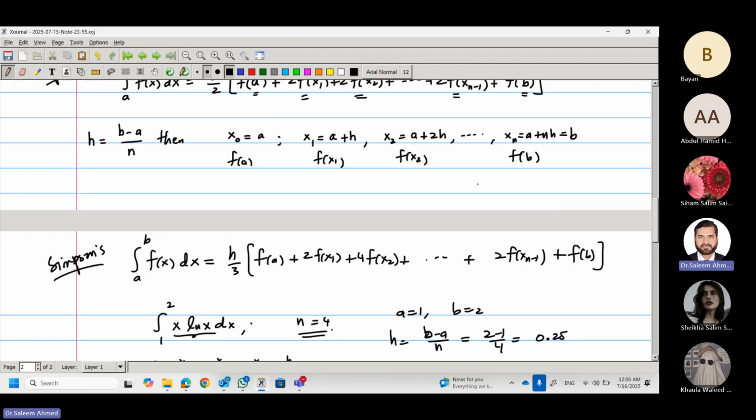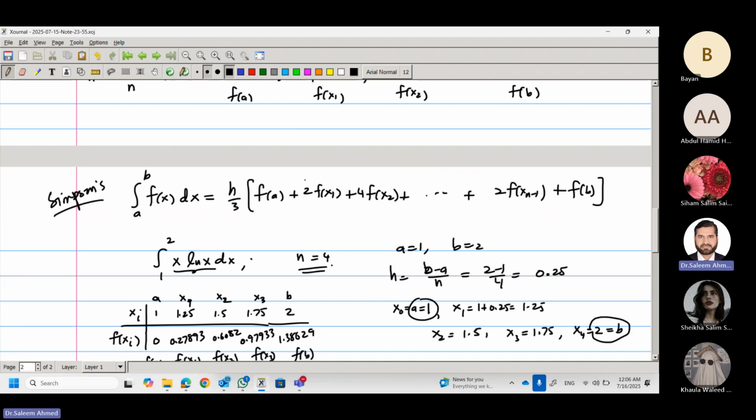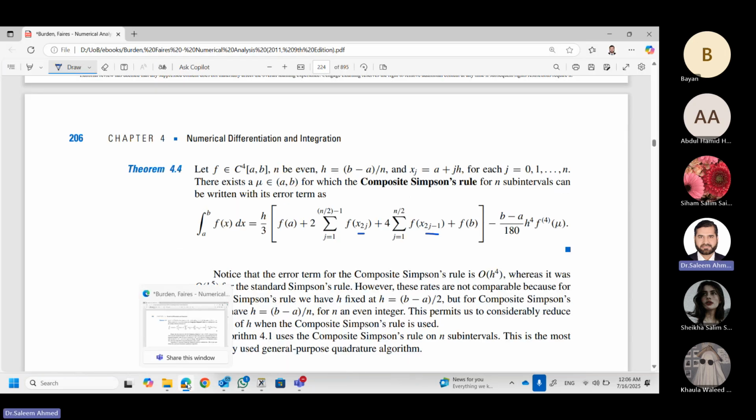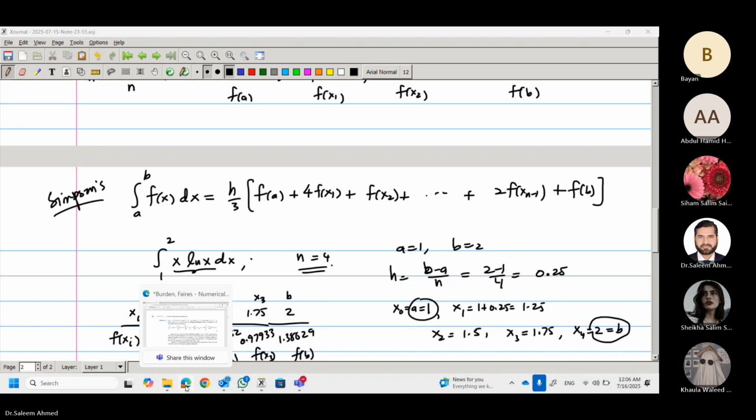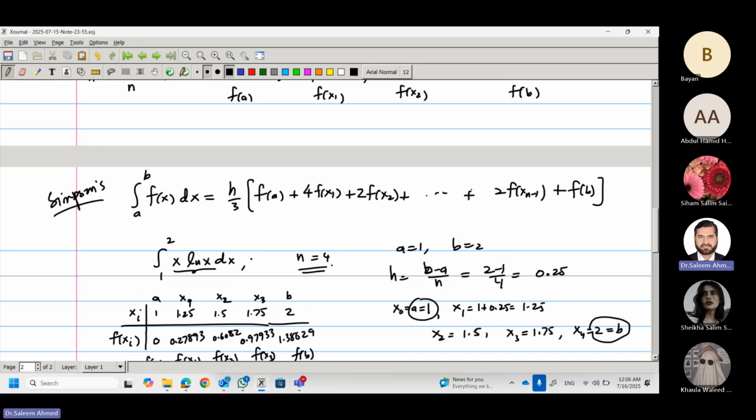So I think let me change this one. This is 4. I think what I'm writing: even has 2 and odd has 4. So this is correct. So the last one is 4. 4, 2, 4, 2, 4, 2, 4.